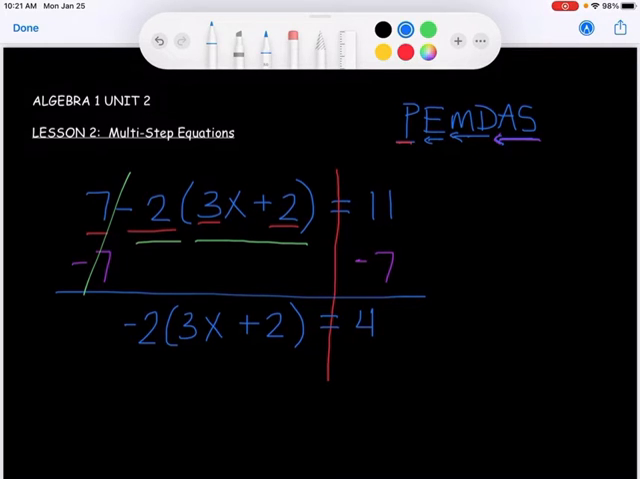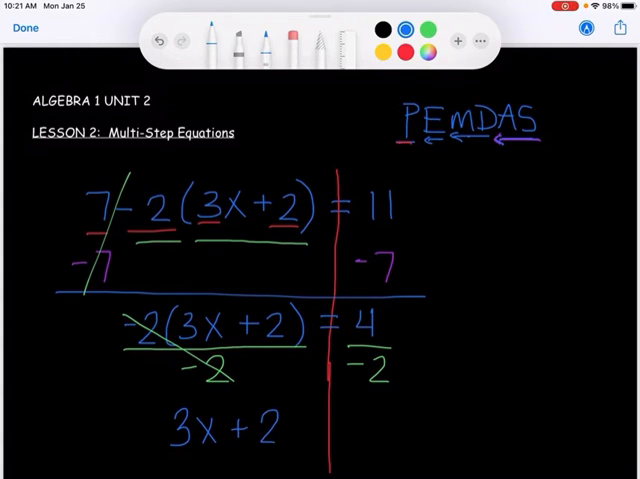Now you could distribute here, but I think it's easier to go ahead and get rid of that -2 that's being multiplied. So since it's times -2, I can do the opposite, which would be to divide by -2. Make sure you do it on both sides. So that these cancel, and you're left with 3x plus 2, which I can take out of parentheses now because there's nothing outside of the parentheses anymore, equals 4 divided by -2, which is -2.